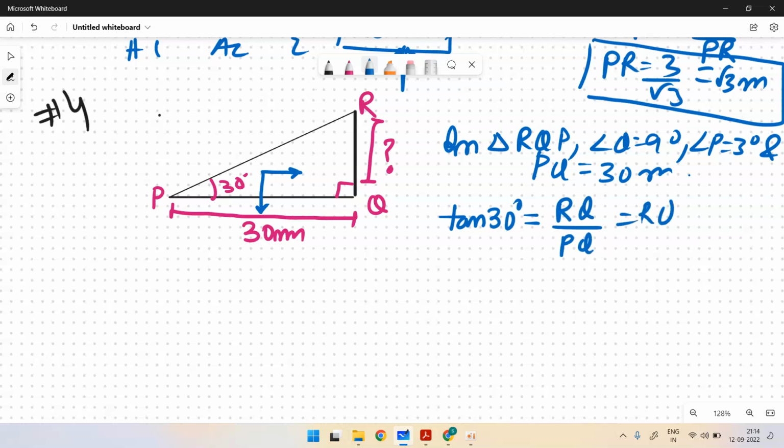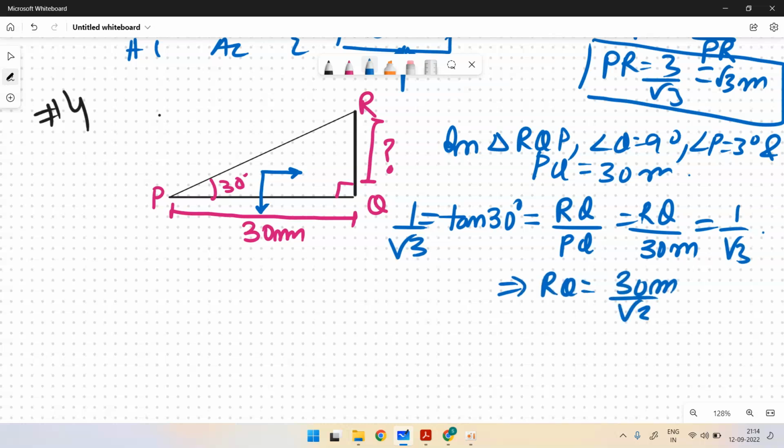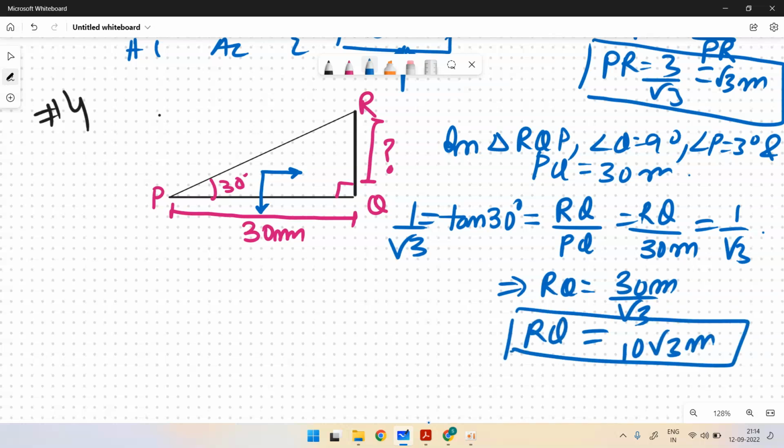RQ I need to calculate, but PQ is given to be 30 meters, and tan 30 degrees is given by 1 by root 3. This implies that RQ equals 30 meters by root 3, which is nothing but 10 root 3 meters. RQ is 10 root 3 meters, which is my answer. This is the height of the tower.